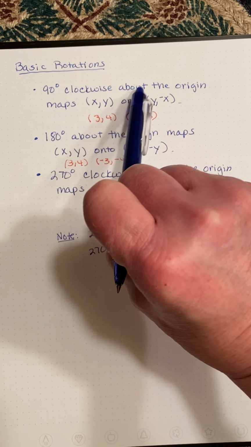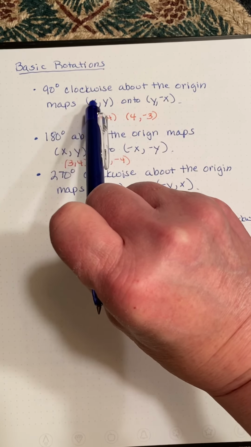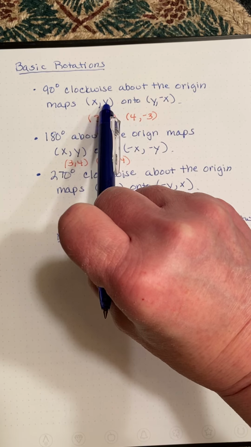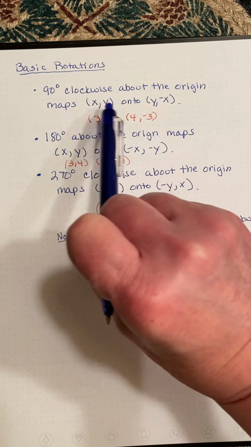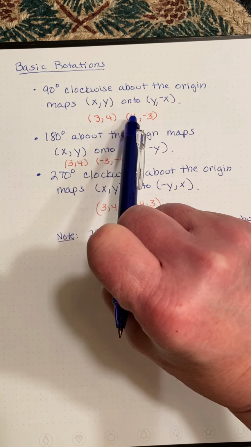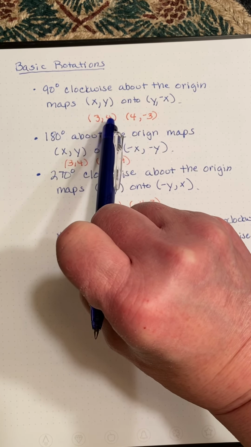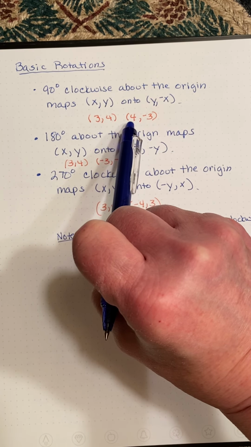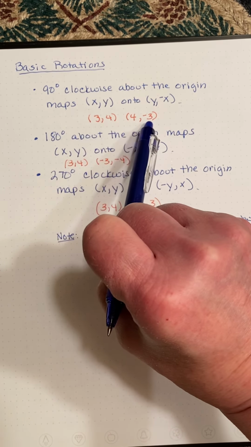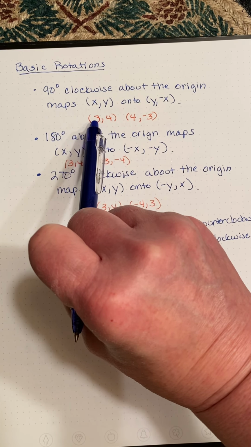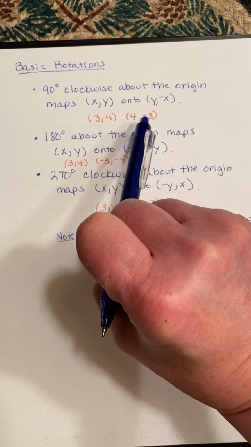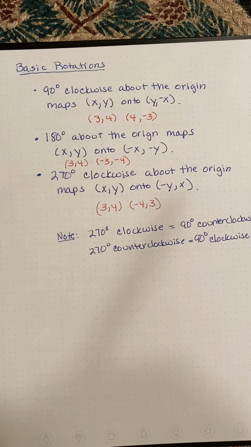90 degrees clockwise about the origin maps like this. So your original point is (x, y). That point would map onto (y, negative x). So like if our original point was (3, 4), our next point would be (4, negative 3). So I would take y and put it in the x position, and I would take my x and add a negative value to it. In this case, it's negative 3. Now, if this were negative 3 and I put my negative value, it would turn to a positive 3 because two negatives make a positive, but you got to keep all that in mind too.